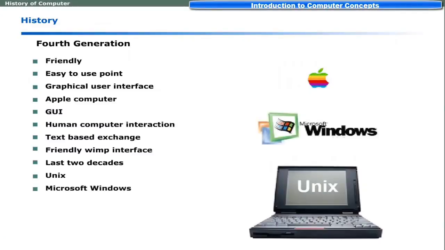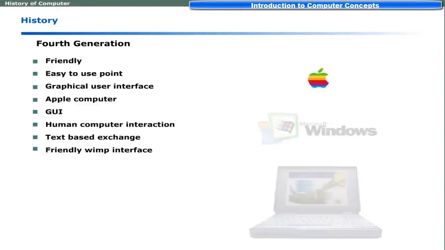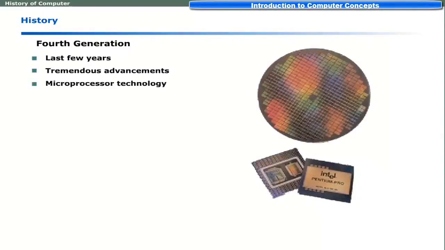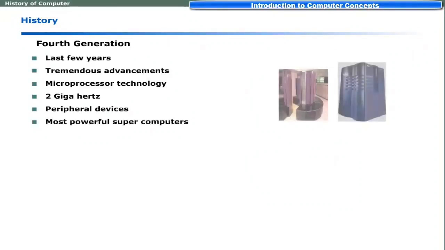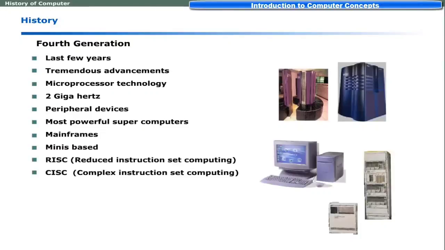During the last 2 decades, Unix, Microsoft Windows, Sun Solaris, Apple Macintosh, and many other graphical user interface operating systems were introduced. Dear learners, during the last few years, there has been a tremendous advancement in microprocessor technology, and now personal computers operate at speeds up to 2 GHz. There has been a considerable advancement in computer peripheral devices. Most powerful supercomputers, mainframes, and minis based on RISC and CISC computing technologies are available at speeds beyond imagination.